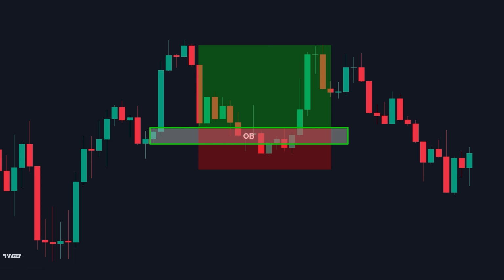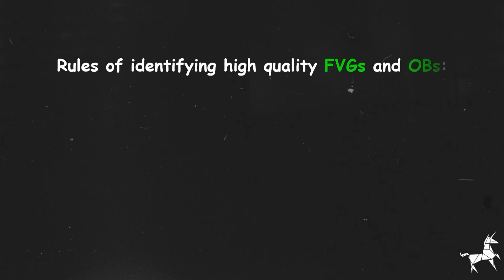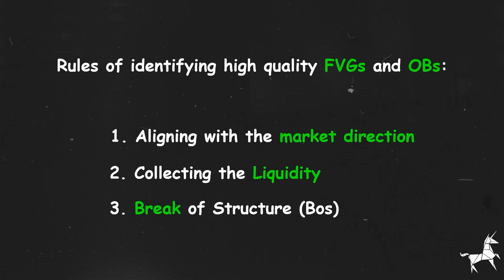With all being said, through backtesting order blocks and FVGs on different pairs, we have discovered that they perform well when accompanied by some conditions. So here are 3 rules for identifying high-quality entry setups when using FVGs and order blocks.